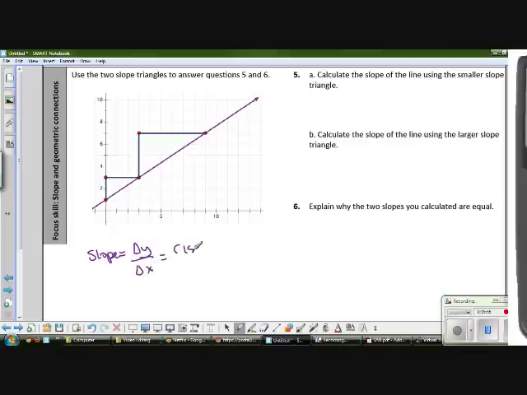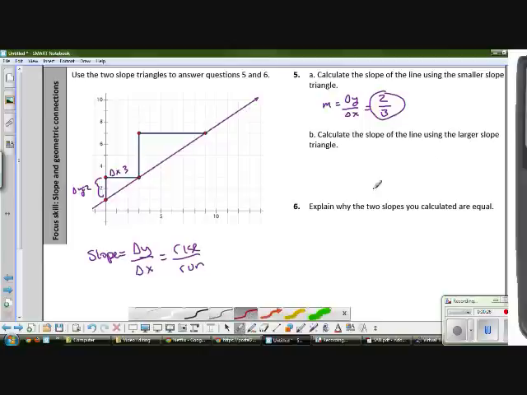Change in x is going to be 1, 2, 3. So my slope for the first one, which should be change in y over change in x, is going to be 2 over 3. So up 2 over 3. They now want us to calculate the slope of the line using the larger slope triangle. So let's see, 1, 2, 3, 4. So change in y is 4. 1, 2, 3, 4, 5, 6. So change in x is equal to 6.